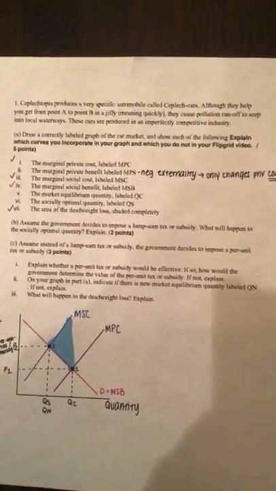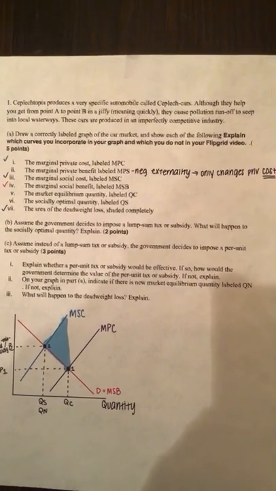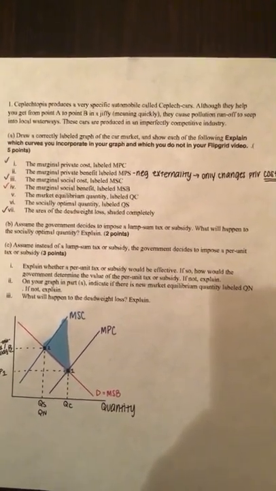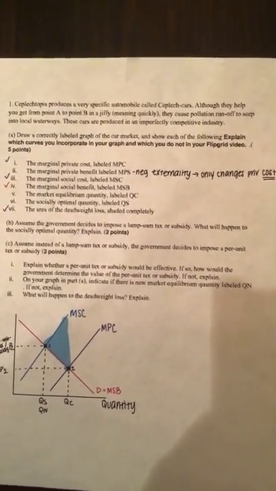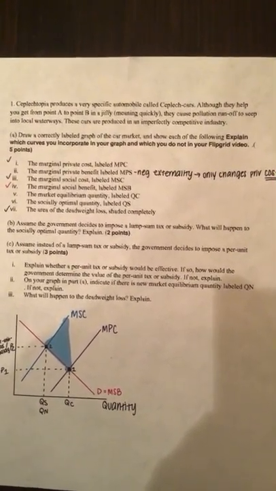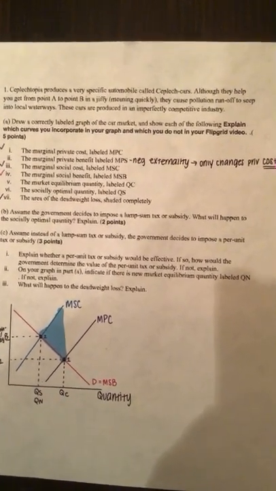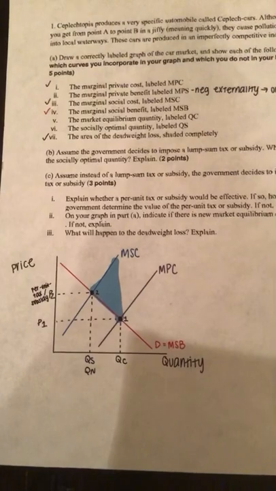So question 1. Suplectopia produces a very specific automobile called Suplec cars. Although they help you get from point A to point B in a jiffy, they cause pollution runoff to seep into local waterways. These cars are produced in an imperfectly competitive industry. Part A. Draw a correctly labeled graph of the car market and show each of the following.